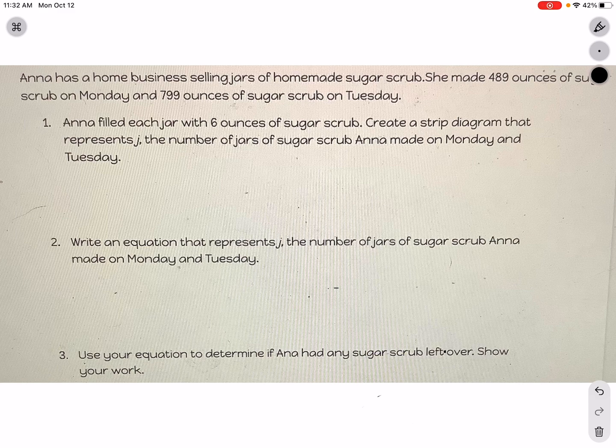Okay, what is question 1 asking us? It says Anna filled each jar with 6 ounces of sugar scrub. Create a strip diagram that represents J, the number of jars of sugar scrub Anna made on Monday and Tuesday. So let's create a quick strip diagram.